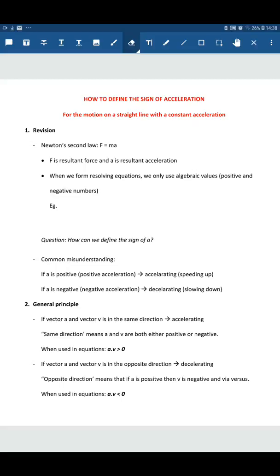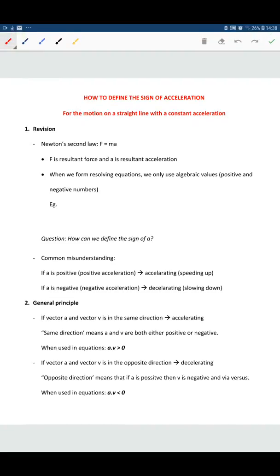Define the sign of acceleration for the motion on a straight line with a constant acceleration. Newton's second law states that if a force of F newtons acts on an object with mass m, it will create an acceleration a. Remember, F and a here are both vector quantities. They have magnitude and directions associated with them.